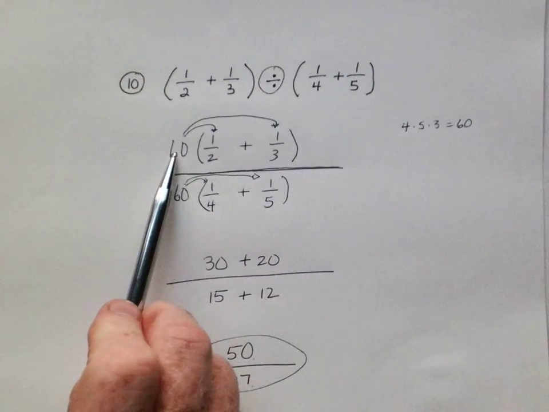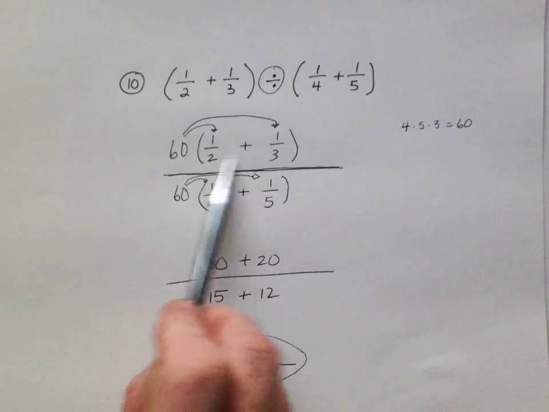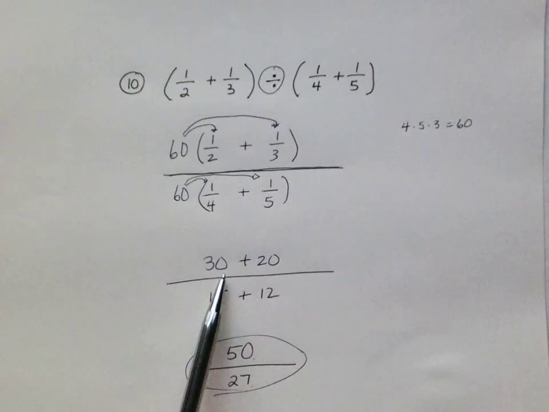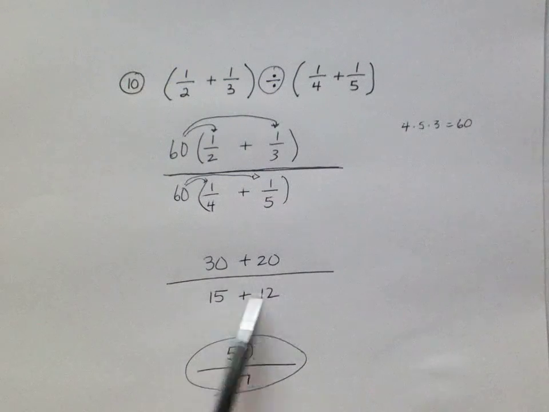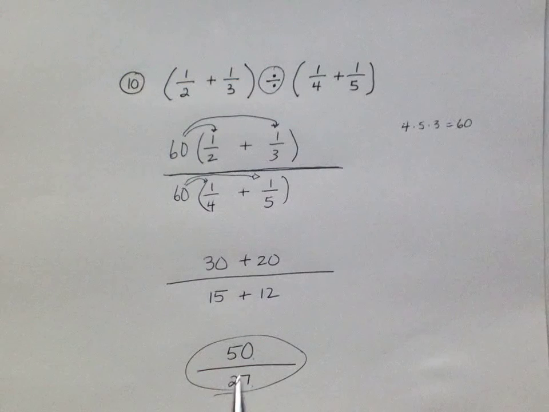So by doing this, it takes these 4 fractions and simplifies them to be these 4 whole numbers. It's a faster way to do it.